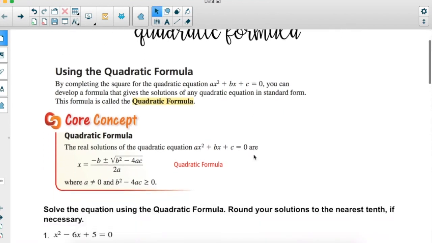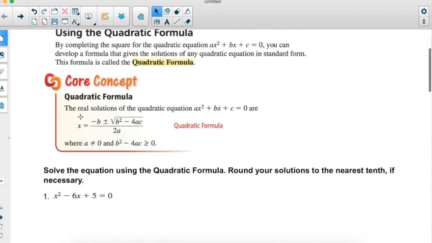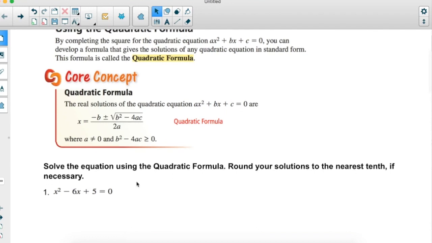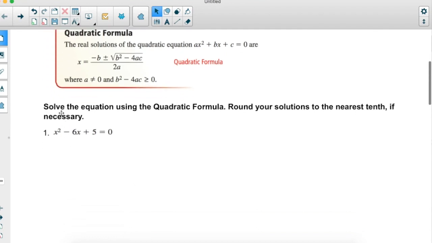So the way it looks is this. This is the quadratic formula. So that's what we're going to use today to solve quadratic equations. In order to do that, let's look at some examples. The directions say solve the equation using the quadratic formula. Round your solutions to the nearest tenth if necessary.